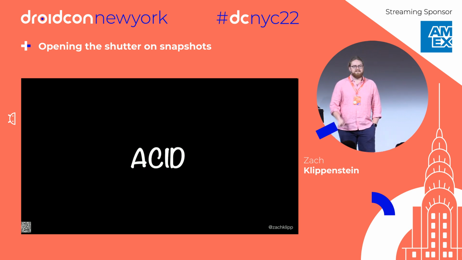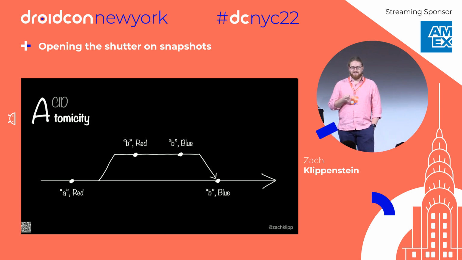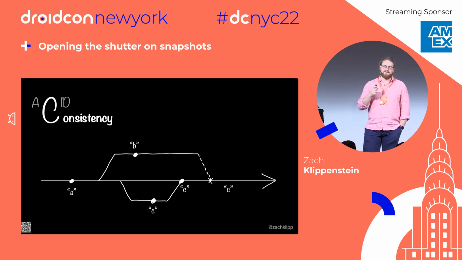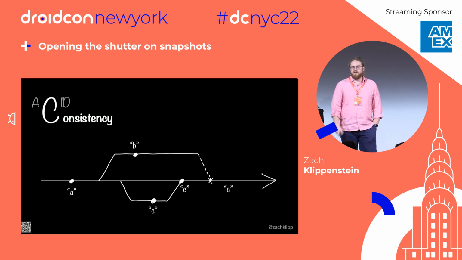So there's a word for some of these features in databases. It's called ACID. It stands for atomicity, which means that when you make a bunch of changes, they'll be seen by everything else all at the same time.